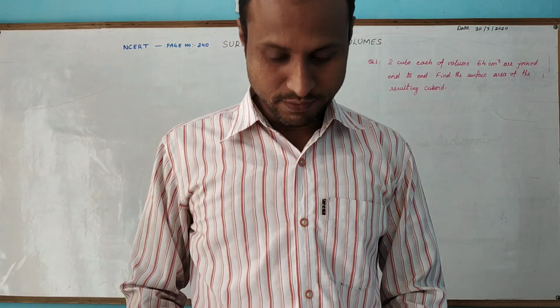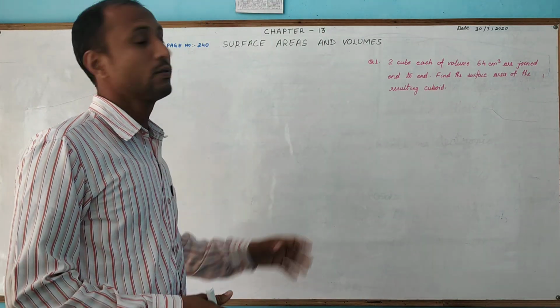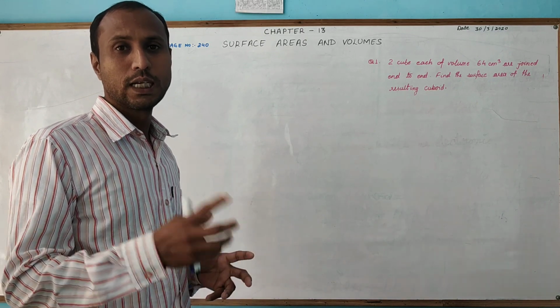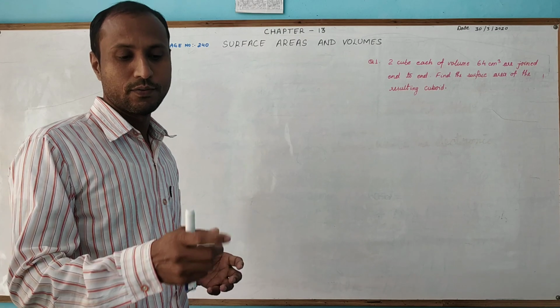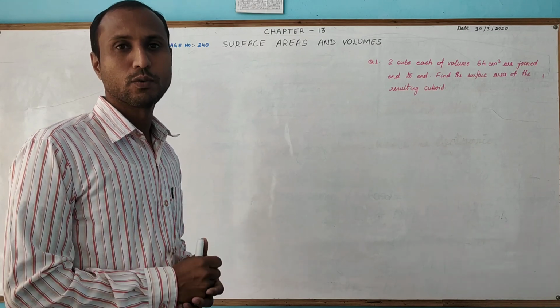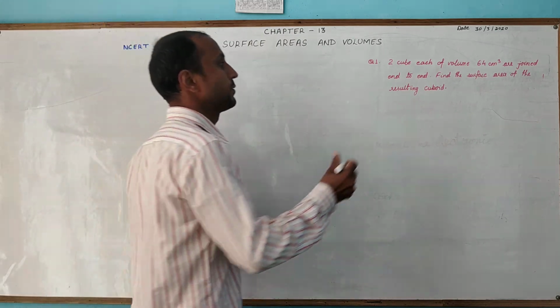As I told you, we will start chapter number 13, surface area and volume. Today we are going to start chapter number 13. I have already sent you two videos related to the surface area of a cuboid, how that formula is made, and the volume of a cuboid. Now we are going to start with exercise number 13.1.